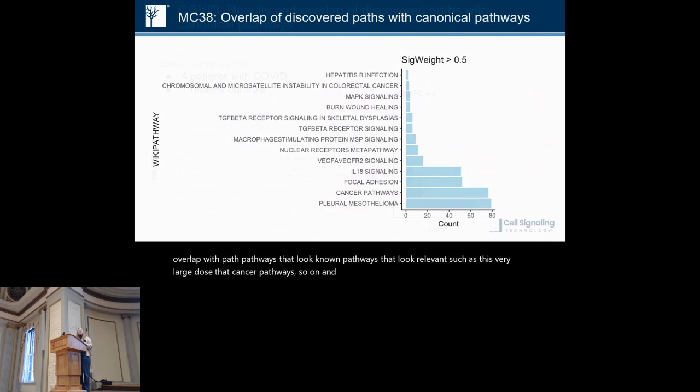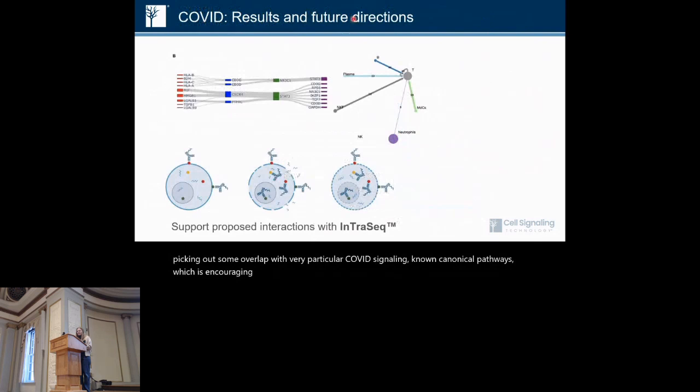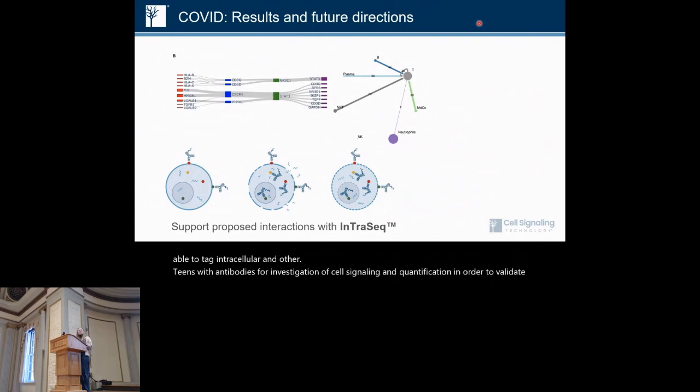Next, we're also just now starting to look at a data set of COVID patients, some patients with COVID, some healthy controls. We are also picking out some overlap with very particular known canonical COVID signaling pathways, which is encouraging. In particular, we're looking at this specific set of pathways here. We're looking to use a new method that our company has developed called IntraSeq, which is able to tag intracellular and other proteins with antibodies for investigation of cell signaling and quantification in order to validate that these interactions might be happening.